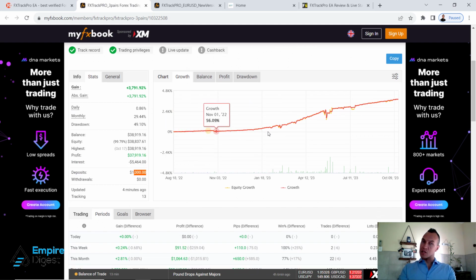The growth is looking good. You can see a bit of a shuffle around right around here. What date is this? May 19th, the year 2023. And we go to drawdown.